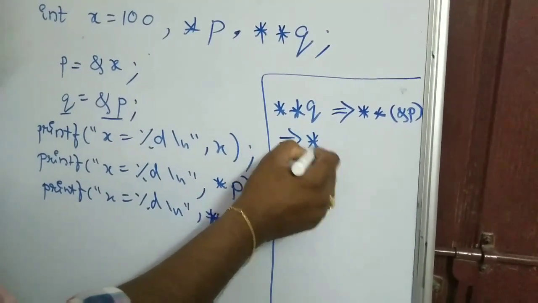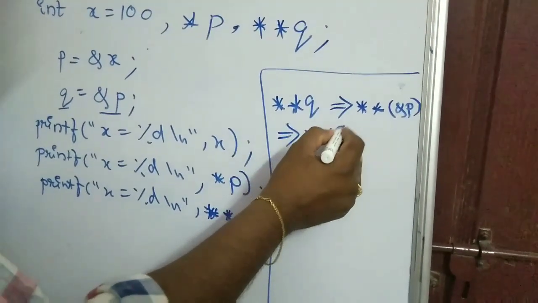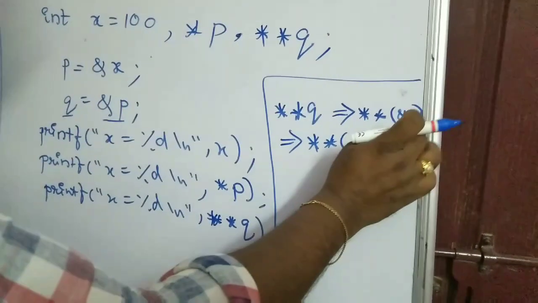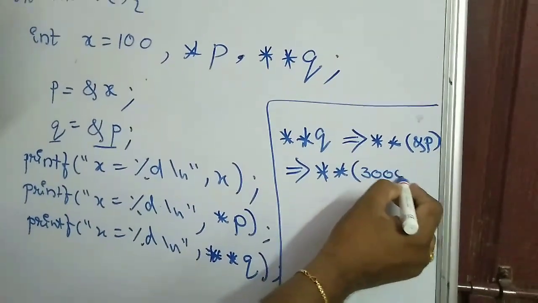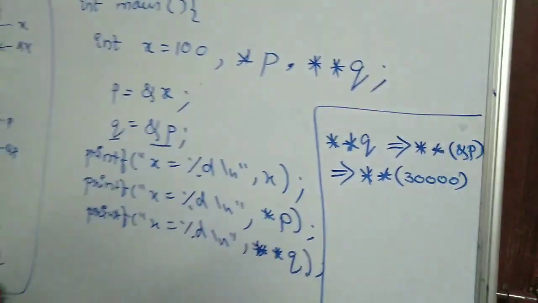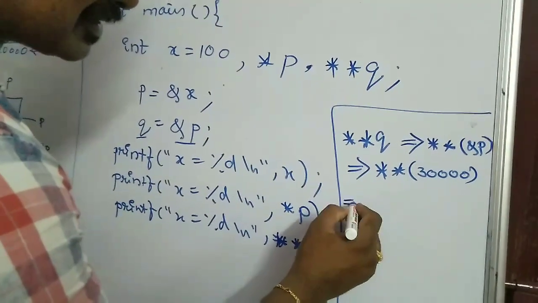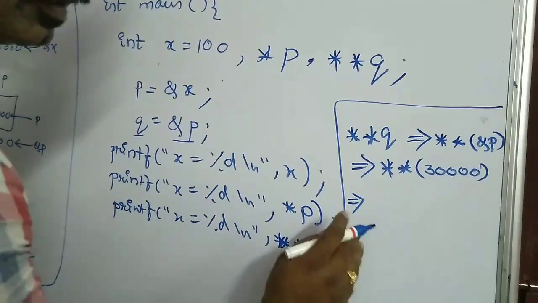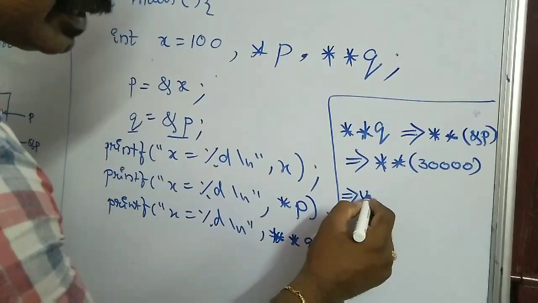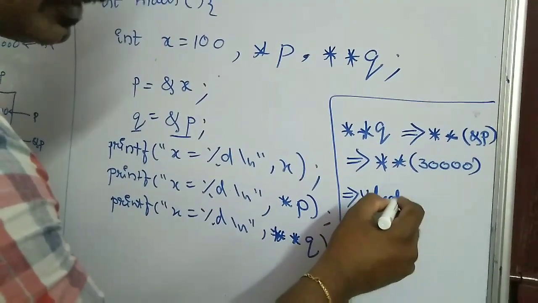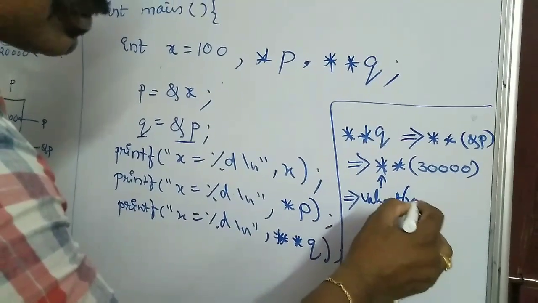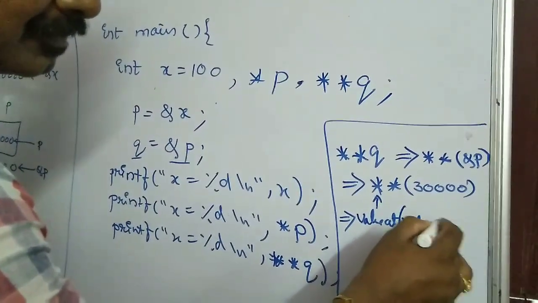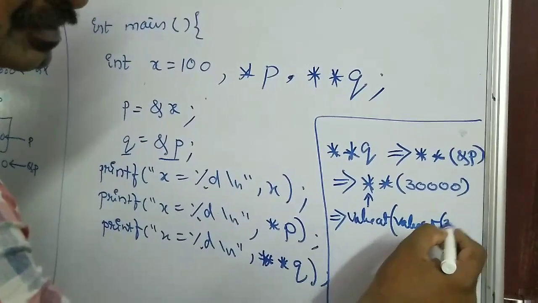Okay, star. Okay, what is the star ampersand of p? Ampersand p is 30,000. Okay, I'm just writing it with their names like value at star. Another star means value at. What is the value? That is 30,000.